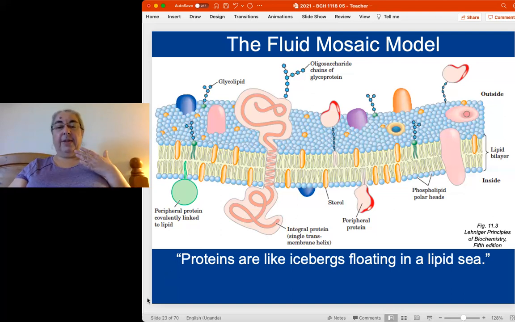If you don't want to think about icebergs, perhaps you can think of boats floating on a lake. A boat doesn't usually sink underneath the water unless there's something wrong with it, nor does it float above the water, it floats in the water.